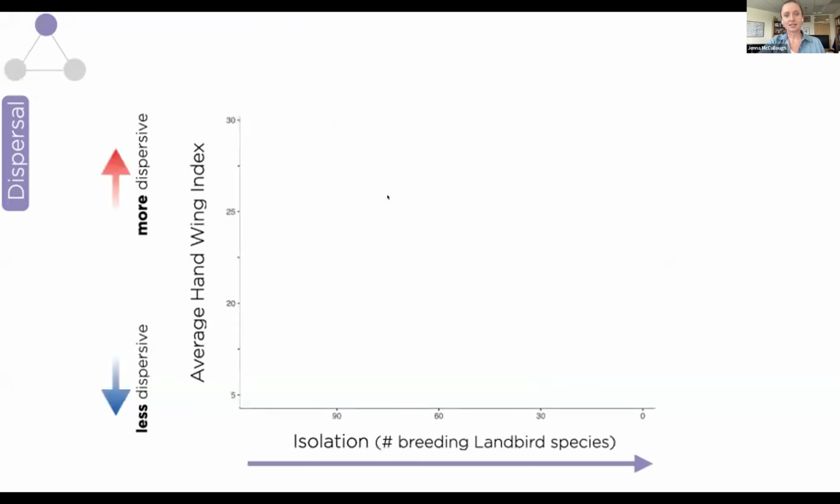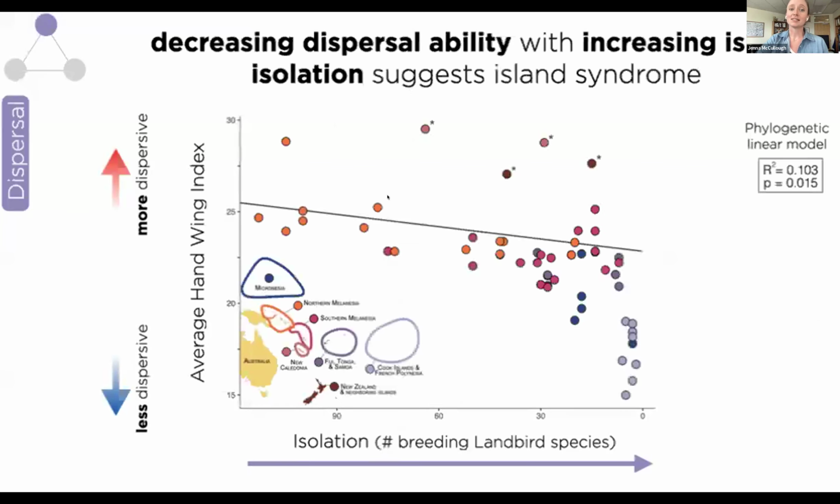So on the y-axis here, we have dispersal ability, and on the x-axis, we have increasing isolation. And what we see is that dispersal ability decreases with increasing isolation. In other words, taxa that inhabit the most remote islands, again, have the least dispersive wing shapes. This kind of relationship has been shown before with skeletal measurements, but it is, to my knowledge, the first time it has been shown with wing shape.